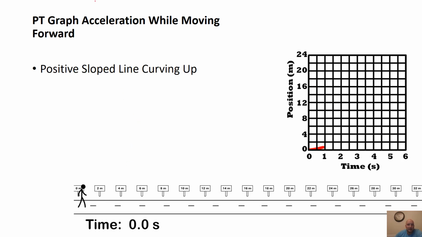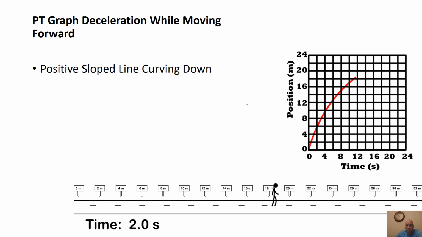Okay, and so now when we have acceleration, he's going forward, notice what's happening to this graph. It's getting faster and faster, just like he is. The slope's increasing. His velocity, which is represented by the slope, is getting faster and faster. He's accelerating this whole time. He's moving forward because it's going up, and he's moving forward faster.